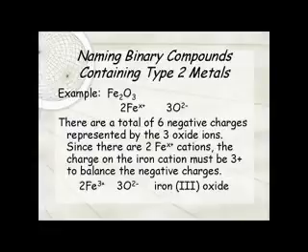Since there are 2 Fe X plus cations, the charge on the iron cation must be 3 plus, because 2 times 3 plus would equal 6 plus. 6 plus charges will balance the 6 negative charges from the 3 oxides. So when we go to write this name, we would write it as iron, Roman numeral 3, representing the charge on the iron, oxide. So iron 3 oxide.